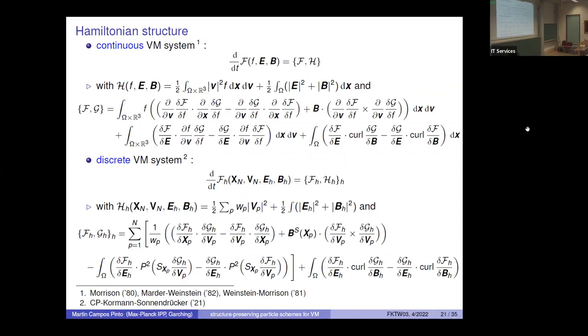So here I recall the Hamiltonian structure of the continuous solutions. And this is the Hamiltonian structure of the discrete solutions. You take an arbitrary functional of the discrete solution, and it satisfies this evolution equation with a discrete Hamiltonian, which is very natural here. But we also have the discrete Poisson bracket for functionals of the discrete unknowns, which are here. And you can see that it's completely consistent with the continuous bracket of Morrison, Marsden, and Weinstein.